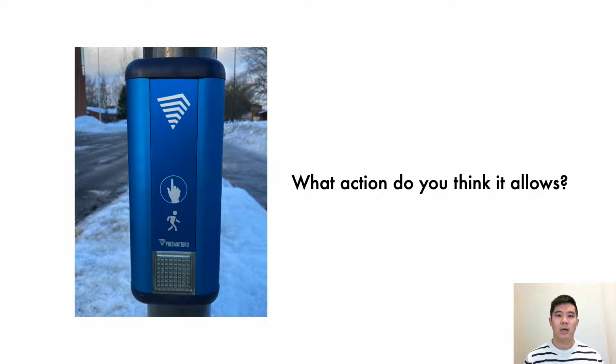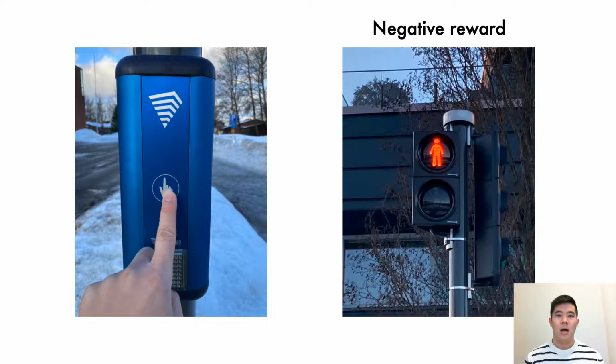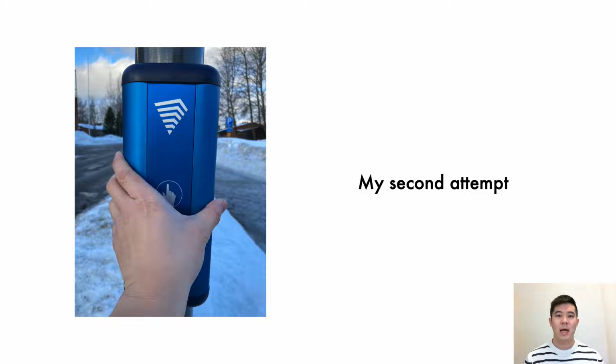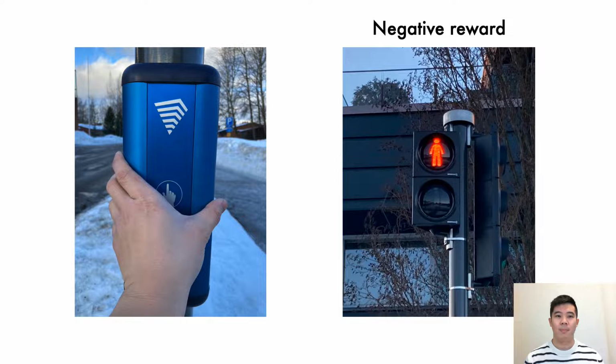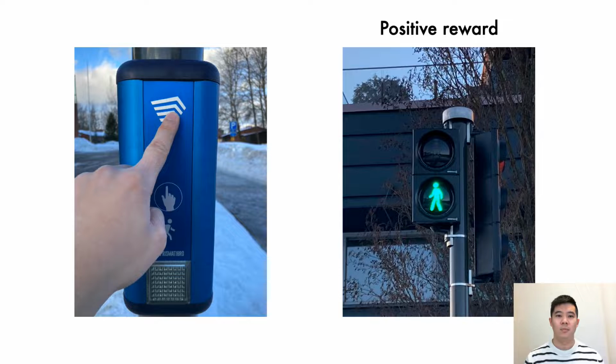However, sometimes we encounter new things. For example, a traffic light button. What action do you think it allows? Well, my first attempt is to touch the point where a hand is drawn. And this is the outcome. It is a negative signal. My second attempt is to grasp it and squeeze it, and it is the same outcome. Eventually, I found out I need to press the button, and I finally acquire the positive signal.